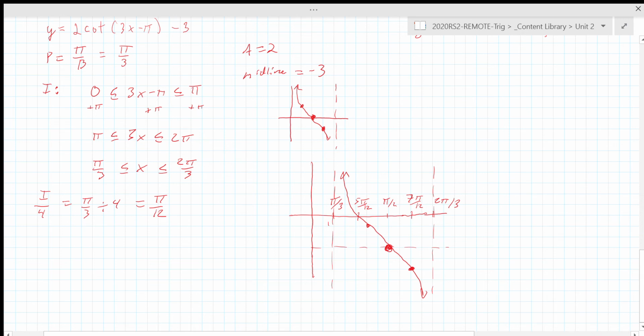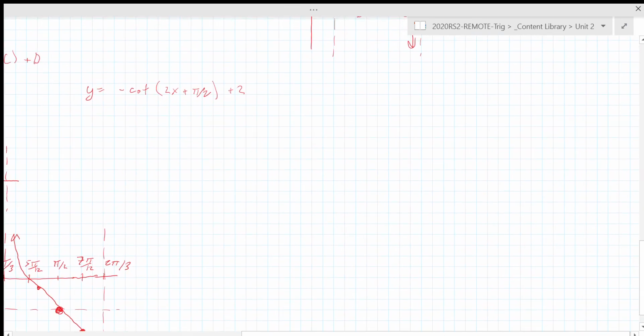Okay, so that's positive cotangent functions. How about negative cotangent functions? So the process will be the same until that last step of what's the pattern for negative cotangent. So we'll start by period is pi over b, which would be pi halves. And then we'll set up our interval. So we'll go from 0 less than or equal to the argument, less than or equal to pi.